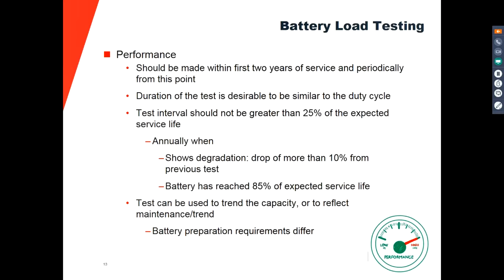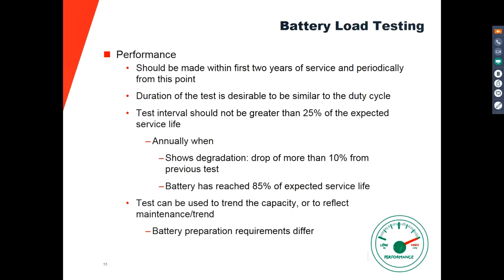As for the duration of the test, we want to apply the load to the battery for a duration that is similar to the duty cycle of the battery. So we are not going to mimic or repeat exactly the duty cycle of the battery, but we want a duration that is similar to what the battery is supposed to supply. This will guarantee that the result we are getting is the right result.